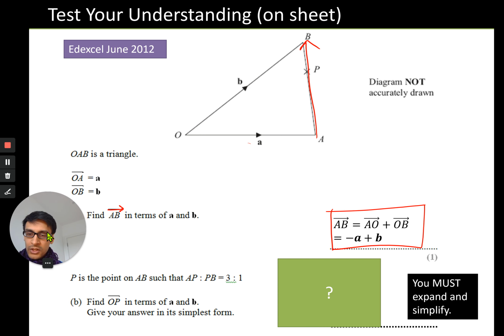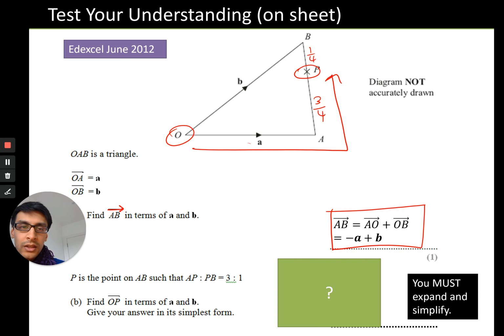Part B of this question. P is a point on AB such that AP to PB is 3:1. So that means the ratio is 3:1. The fraction is 3 over 4 and 1 over 4. Find OP. So we want to go from O to P in terms of A and B. There are two ways to do this. We can go this way, or we can go that way. I go this way because it seems like it's easier.